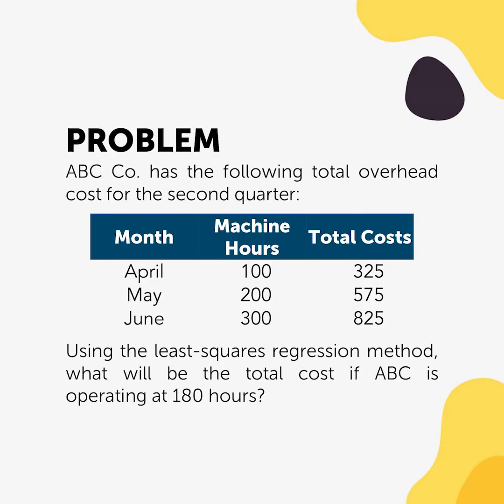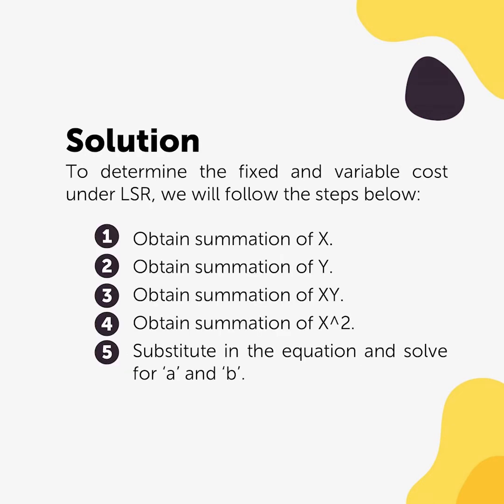So, to illustrate, we have here a problem. ABC company has the following overhead cost for the second quarter. Yun, so meron ditong month. We also have the machine hours as well as the respective cost. So, the question is, using the least square regression method, what would be the total cost if ABC daw is operating at 180 hours.